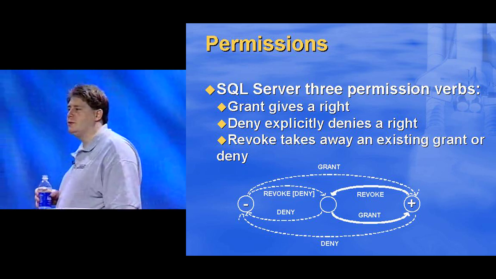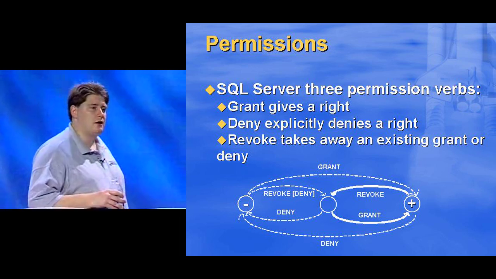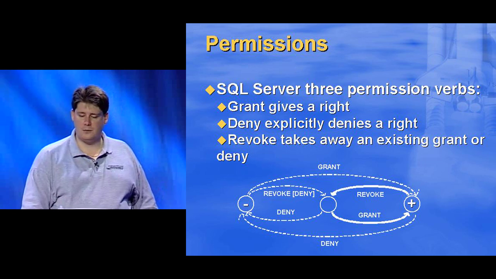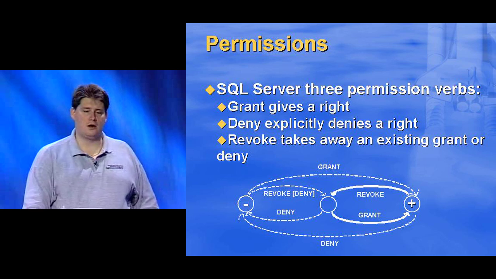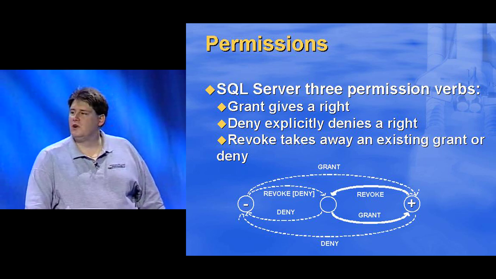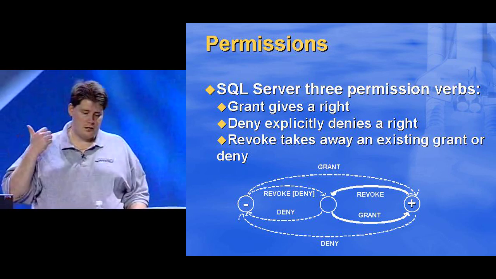SQL Server has 3 permissions verbs in SQL 7 and SQL 2000. We have a grant, which explicitly gives you a right. So if I issue a grant, I get a positive permission. I can do a deny, which says, no way, you're not getting in. And that's a negative permission. And then I have a revoke, and a revoke is a deletion of a grant or a deny.